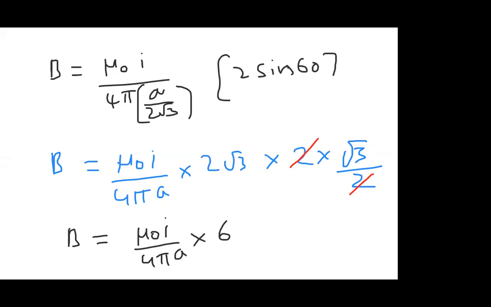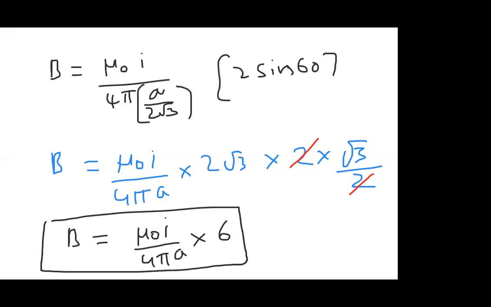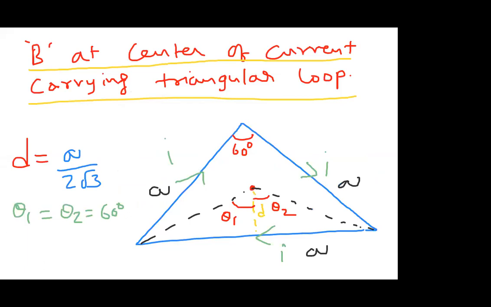This is 6 into mu naught I by 4 pi A. This is the formula I got for one straight current carrying conductor. Fine. So for this one straight current carrying conductor, only one conductor, this conductor I have taken at a distance of d. So it is similar to the remaining also, and here current is flowing in all the three. If you observe, it is clockwise. So because of this one, what will be the magnetic field at the center? Here it will be into the plane.